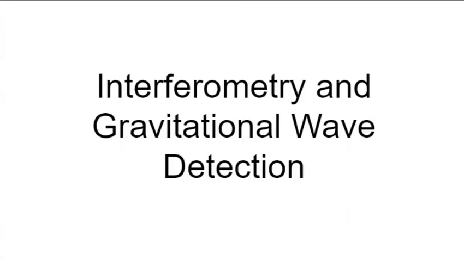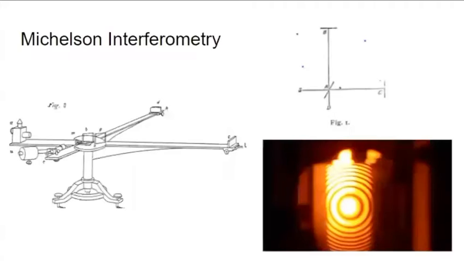Today I'm going to discuss interferometry and how it impacted gravitational wave detection. So interferometry is a technique that was originally developed in the 19th century, and the purpose of interferometry originally was to experimentally demonstrate the existence of luminiferous ether.